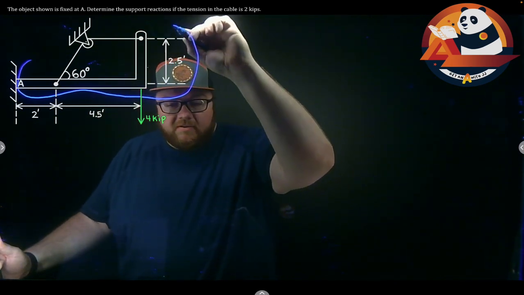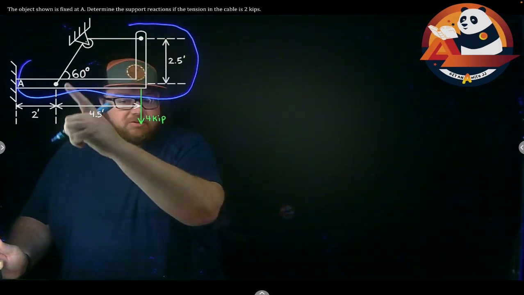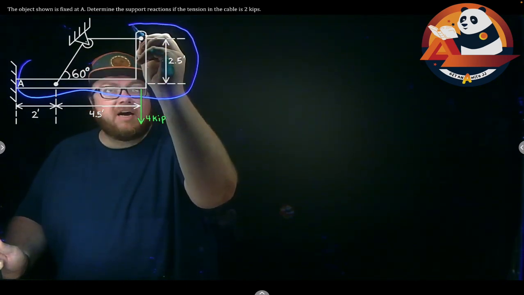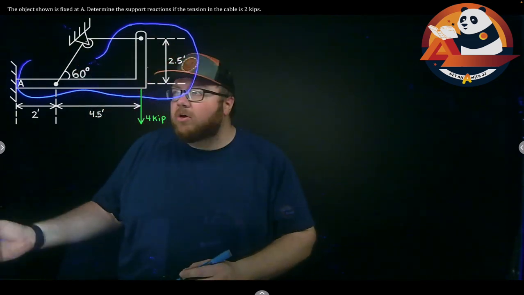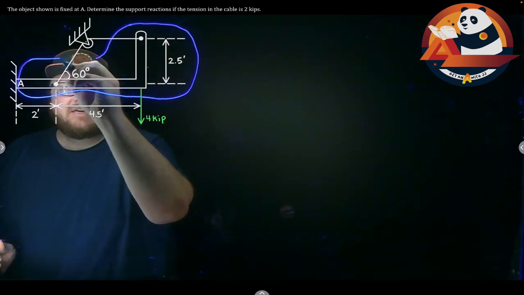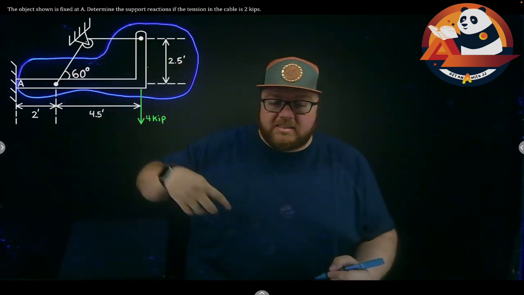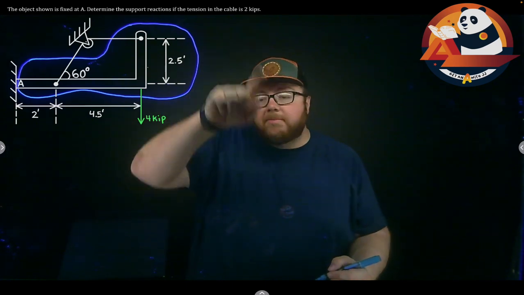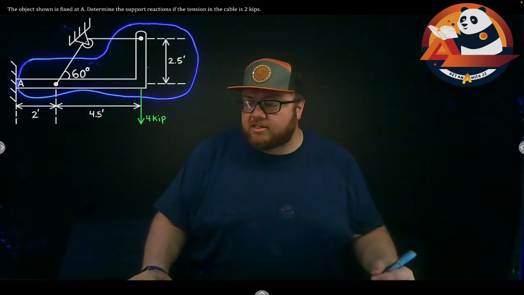As I come up and around the top of this, I can't get back to A without passing through my cable. So I'm going to have to cut it right here as I come down. And then I have to cut it one more time as I leave this. So coming this direction, I also have to cut that cable. So it's going to show up in here twice. It's the same tension, 2 kips, because it's the same cable. It just went around a pulley. That won't change the tension for us, though.